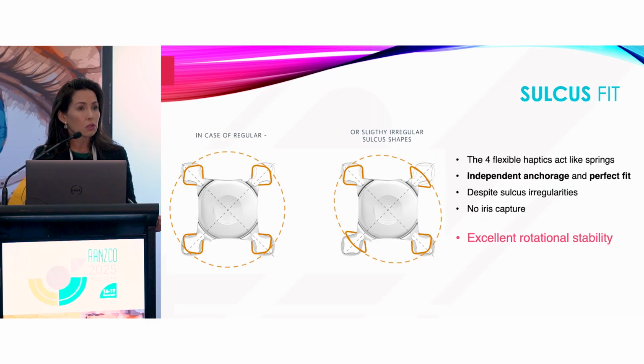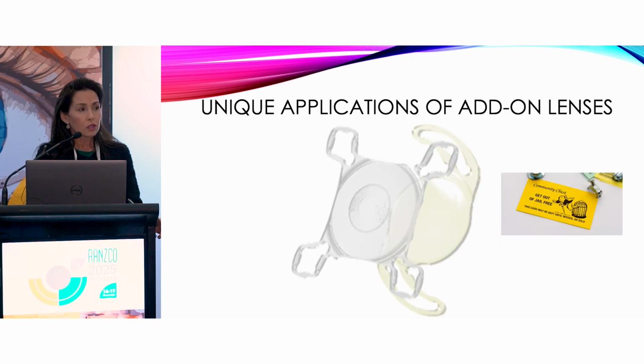So it has a great sulcus fit. The main thing is the haptics, the way they're designed make this lens incredibly rotationally stable. I have not had a single rotation with this lens, whereas other ones I've had rotations and the toric versions just aren't stable enough. So it really is a get out of jail free card. It can be used, as I said, as a single dual lens procedure.